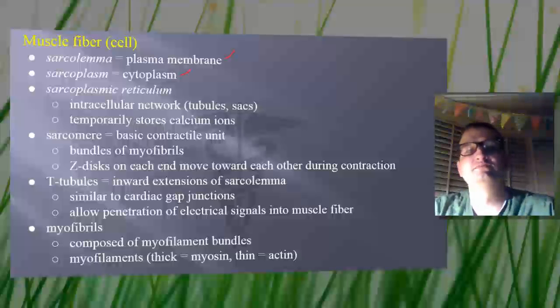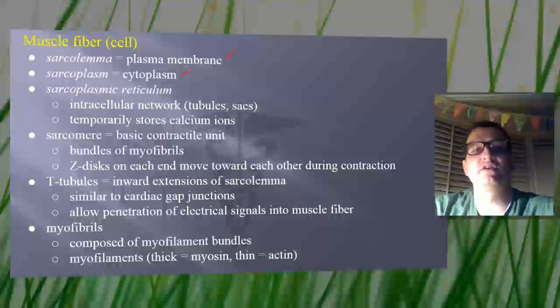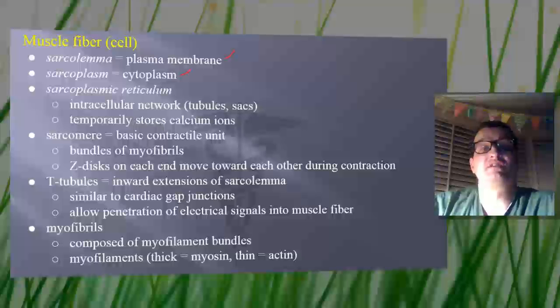Sarcoplasmic reticulum is the same thing as the endoplasmic reticulum, and this is a very important part of the muscle cell. This is where calcium is stored, and it's released from the sarcoplasmic reticulum when it's stimulated by a nerve impulse. The sarcoplasmic reticulum has a complex intracellular network of tubules and sacs, and the T-tubules are extensions of the sarcolemma that go in and connect with the sarcoplasmic reticulum.